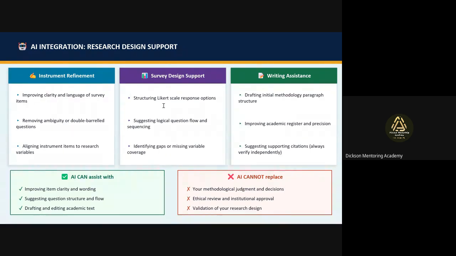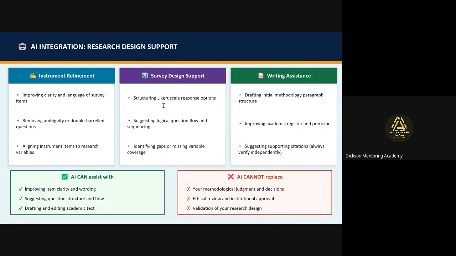For the survey design support, it helps structuring Likert scale response options, suggesting logical question flow and sequencing, identifying gaps or missing variables. Then for writing assistance, helping you to draft initial methodological paragraph structure, improving academic register and precision, suggesting supporting citations, which you must always verify independently.